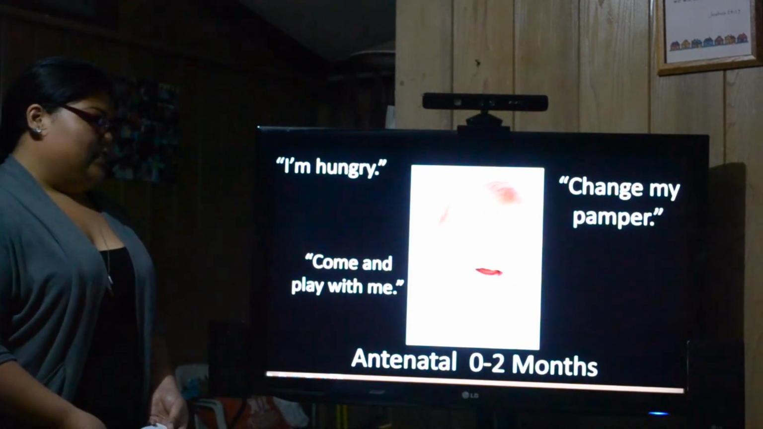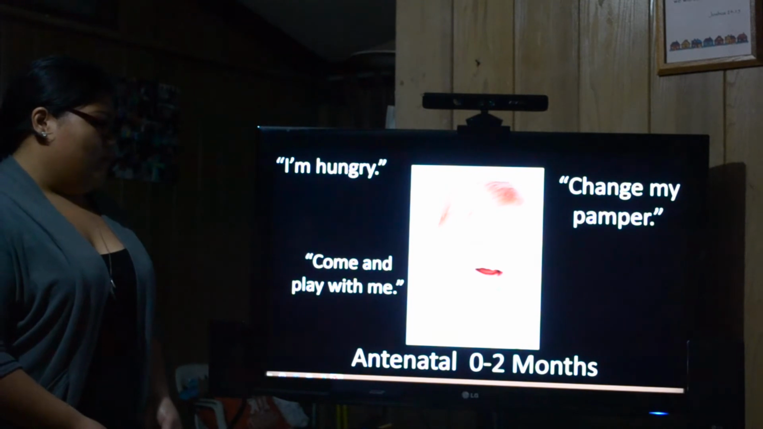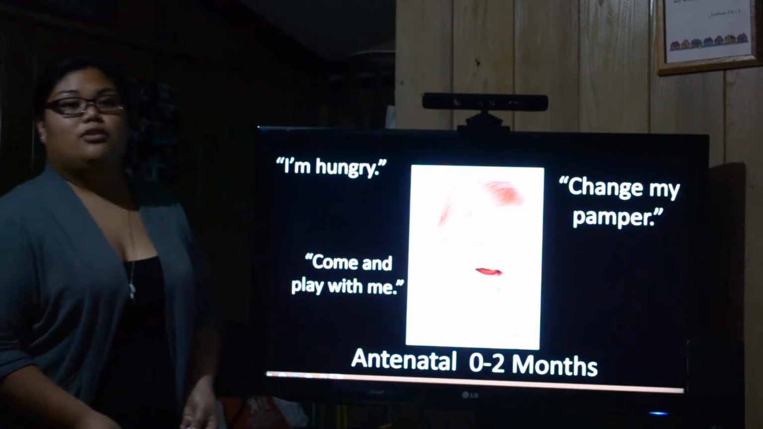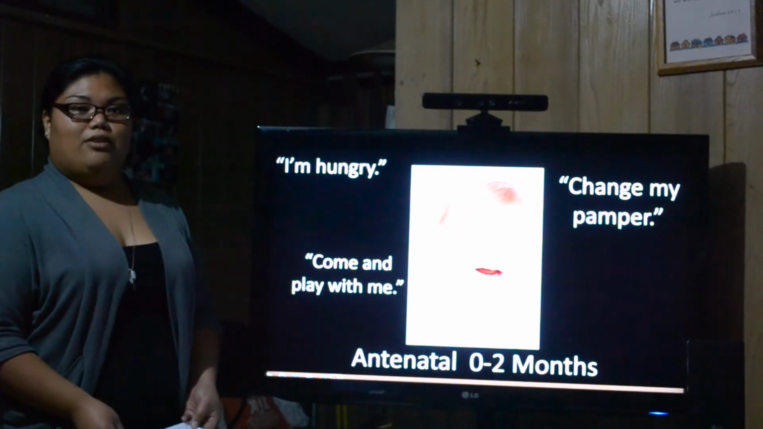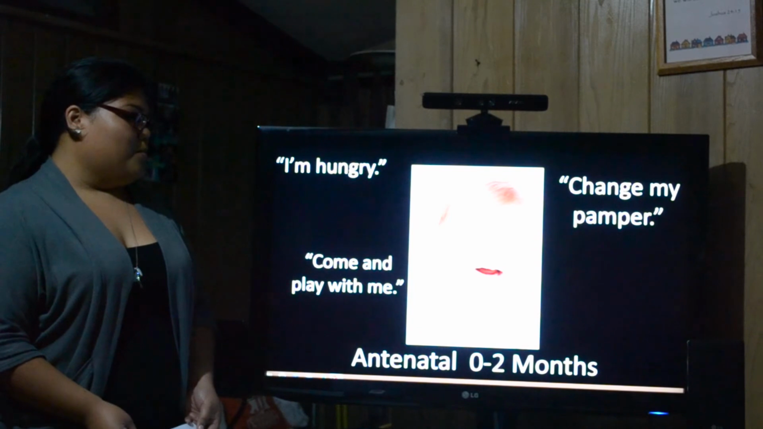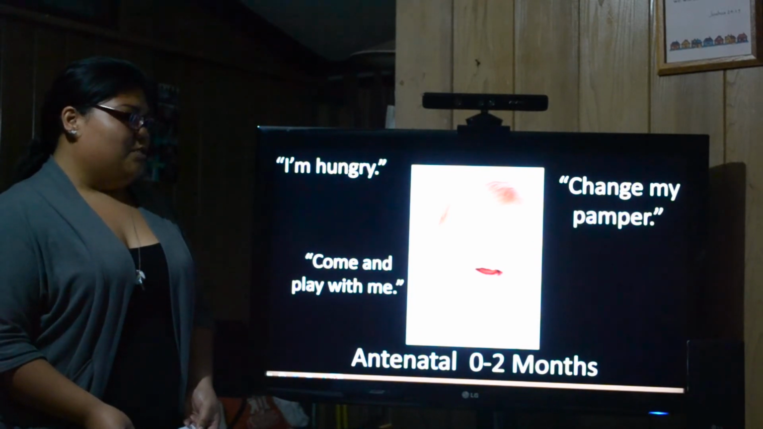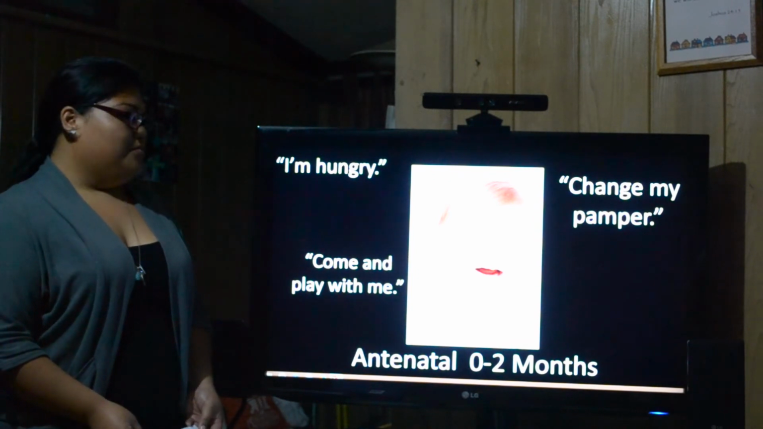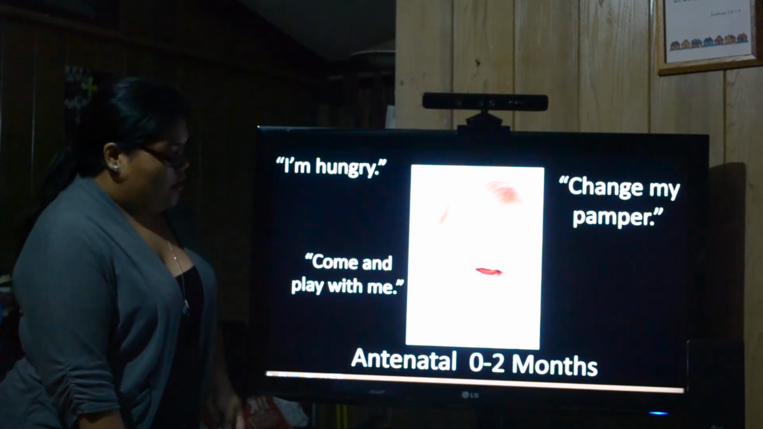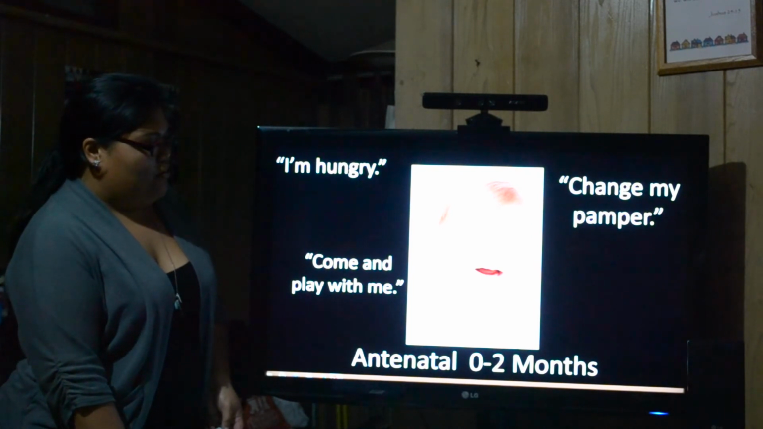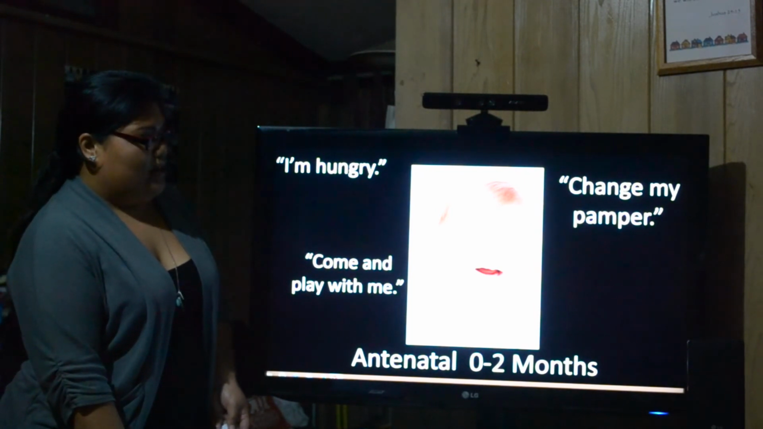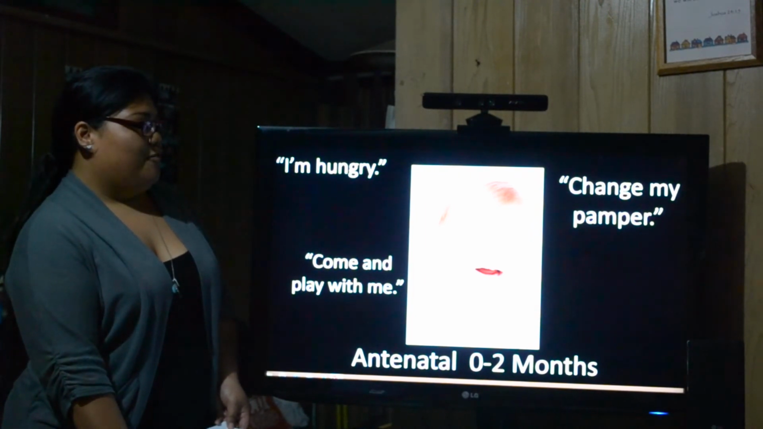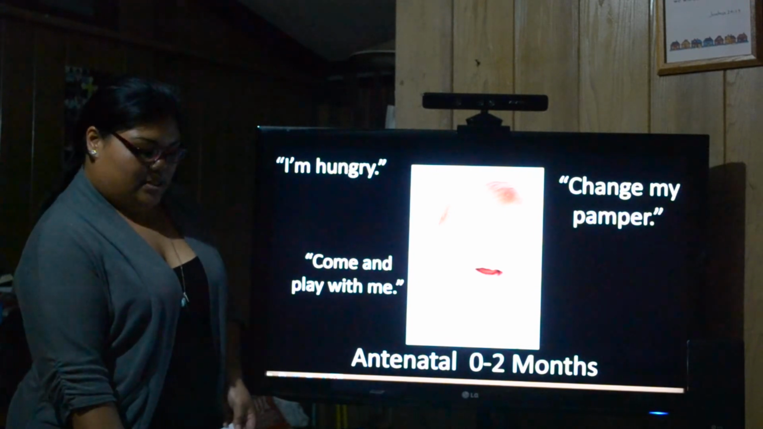The first is antenatal development, which occurs from 0 to 2 months. During this time, and even while the child is in the womb, they are able to distinguish the speech patterns of their parents. At this stage in life, they are like sponges, and they're able to learn essentially any language. During this time, the only form of communication that the baby has towards us is with crying. And if you're a parent, you know that different cries mean different things, as is on the screen.